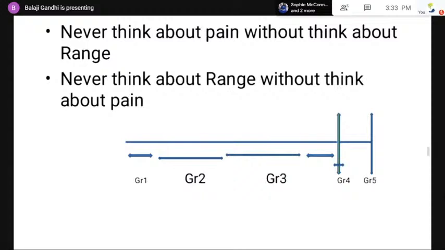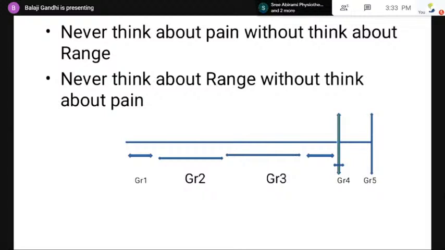Grade 4 is at the end of the range of motion, where it comes and touches the end range of motion. And grade 5 overrides the physiological range of motion, the physiological end range. So the first one is the physiological end range.